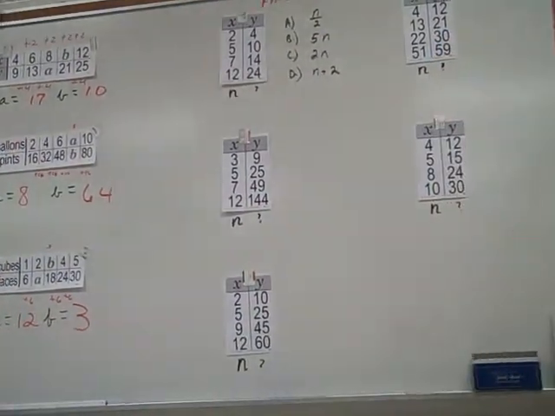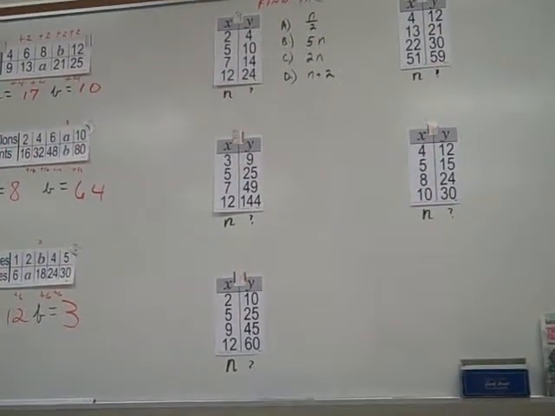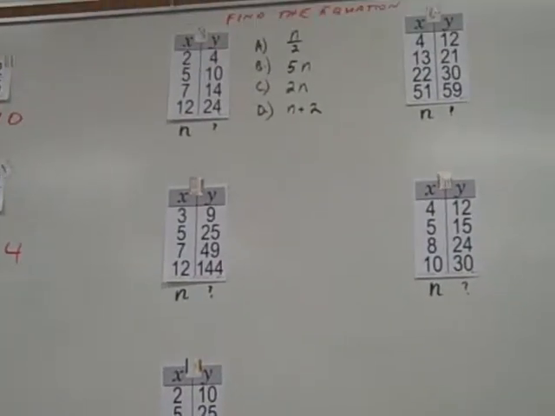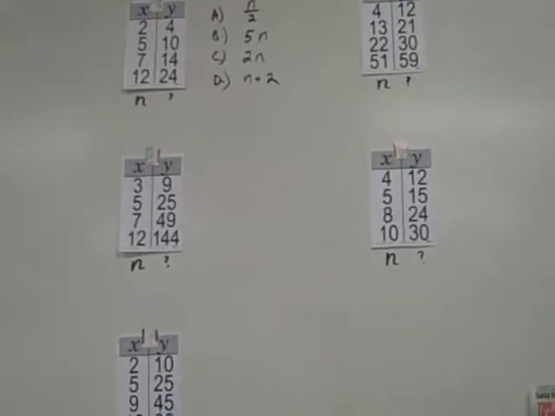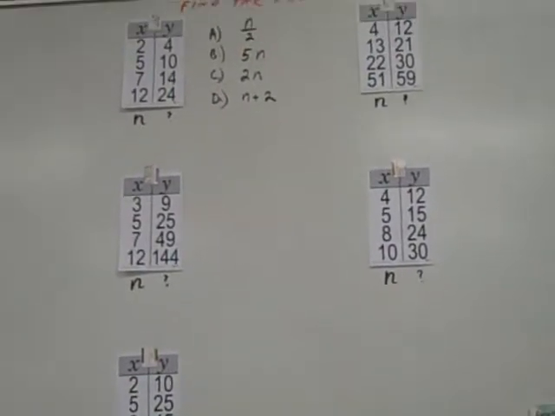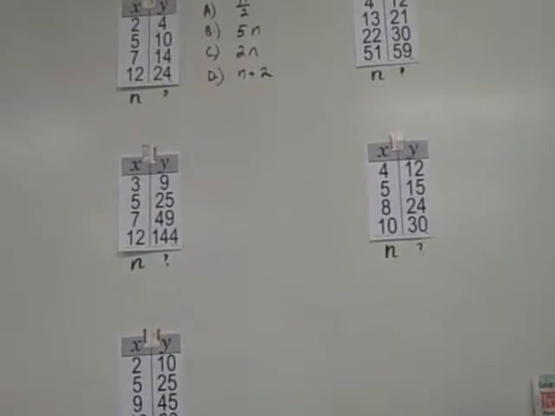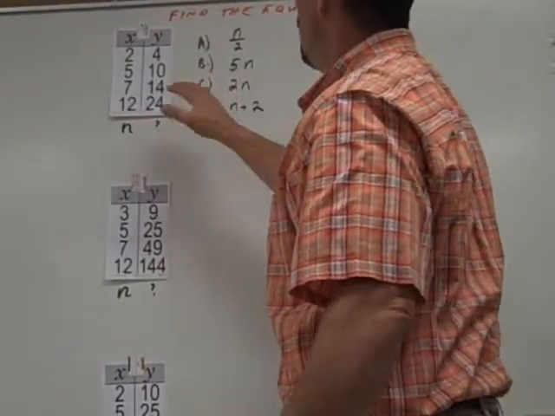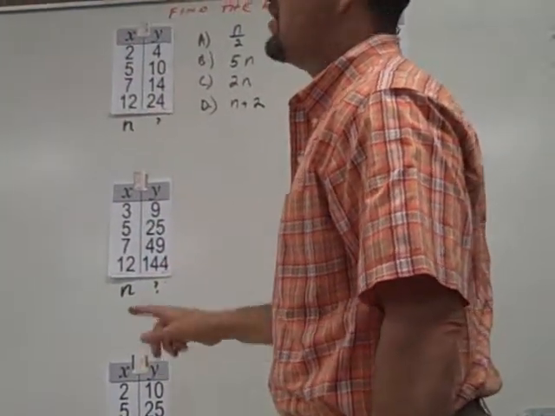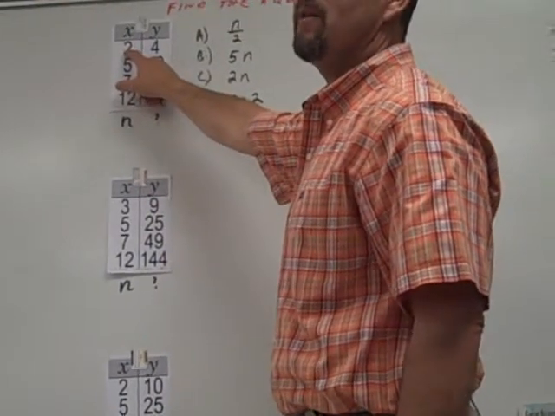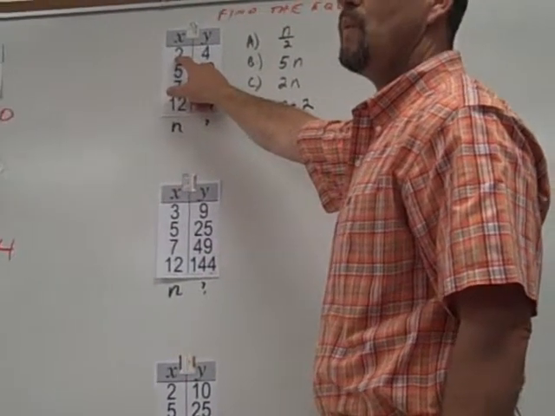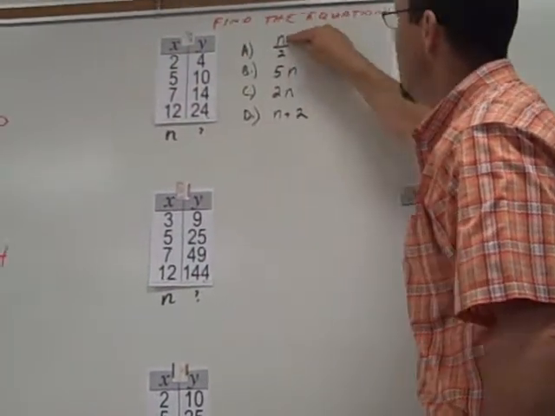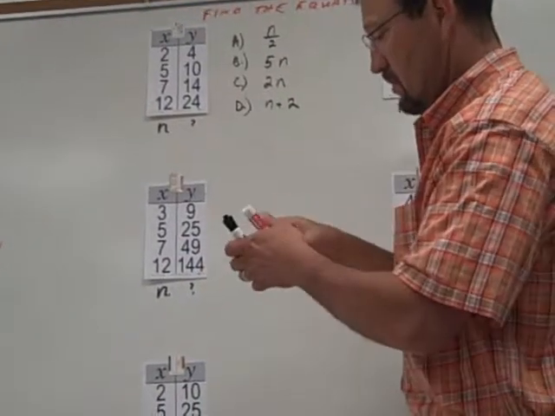Here are my answer choices. One of those is correct. Do you all agree? Has to be, doesn't it? They're not going to give us 4 answer choices and none of them be right. So one of these will work for this stuff right here. So we take the first number in the first column, plug it in here.